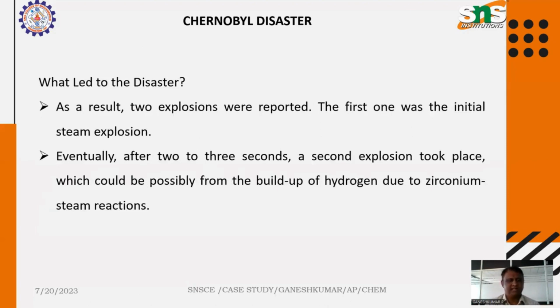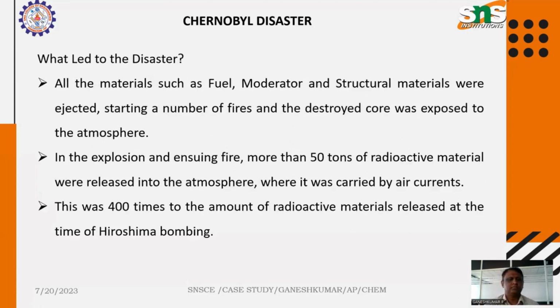As a result, when the cooling failed and, as expected, the power failed, two explosions were reported. The first one was the initial steam explosion. After 2 to 3 seconds, a second explosion took place, possibly from the buildup of hydrogen due to zirconium-steam reactions. All the materials such as fuel, moderator, and structural materials were ejected out, starting a number of fires, and the destroyed core was exposed to the atmosphere. The core contained nuclear active material. So with the explosion and the ensuing fire, more than 50 tons of radioactive materials were released into the atmosphere, where they were carried by the air.